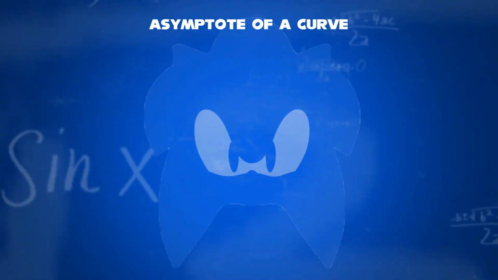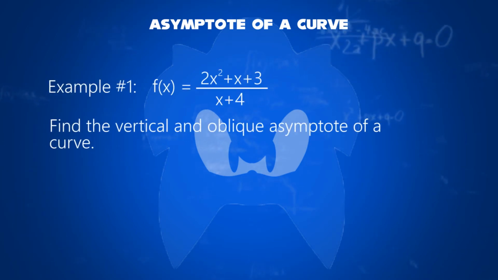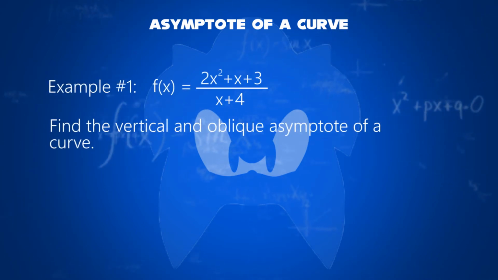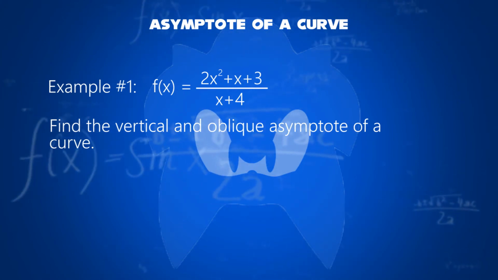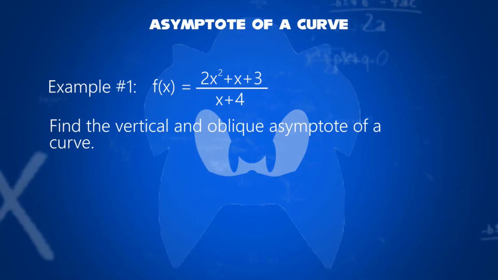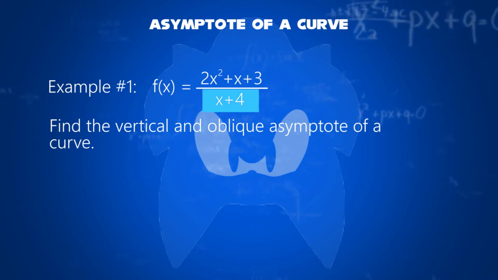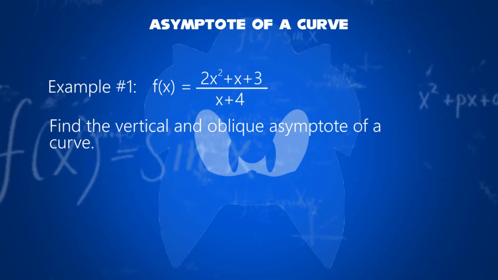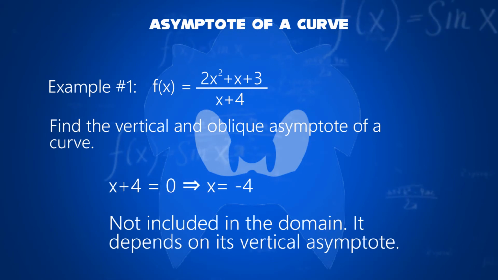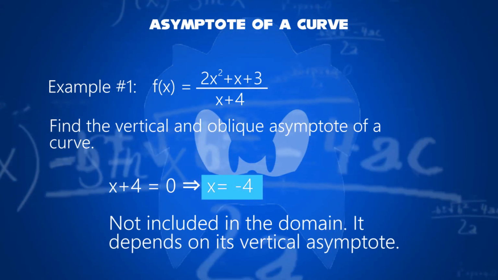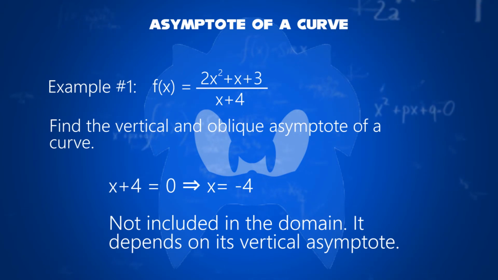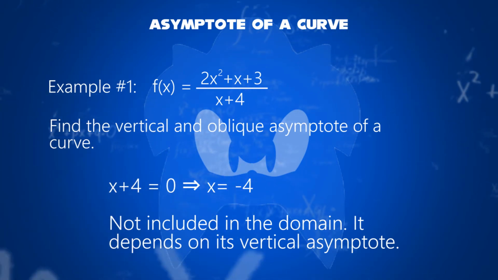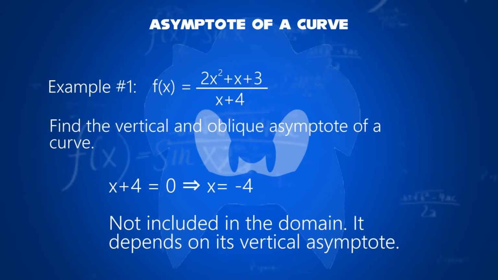First example, f of x equals (2x squared plus x plus 3) divided by (x plus 4). Find vertical and oblique asymptotes of a curve. We can take this denominator, which must not be equal to 0. Take x plus 4 equals 0. Then we get x equals minus 4. We know minus 4 is excluded in the domain. Its vertical asymptote can be obtained as x equals minus 4.